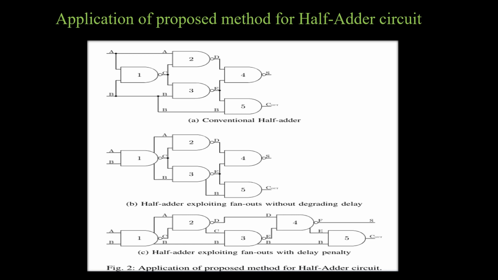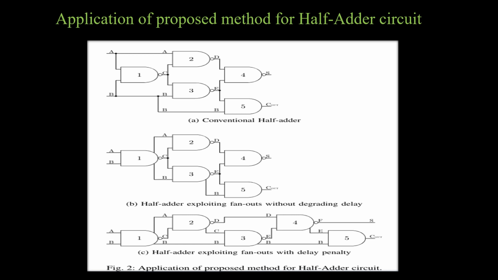This diagram represents a standard half-adder used in digital circuits to perform the addition of two binary digits. It consists of two inputs labeled A and B and produces two outputs, the sum, that is S, and carry out, C out. The sum is generated by an XOR gate denoted by gates 1 and 4, and the carry out by an AND gate, gate 5.